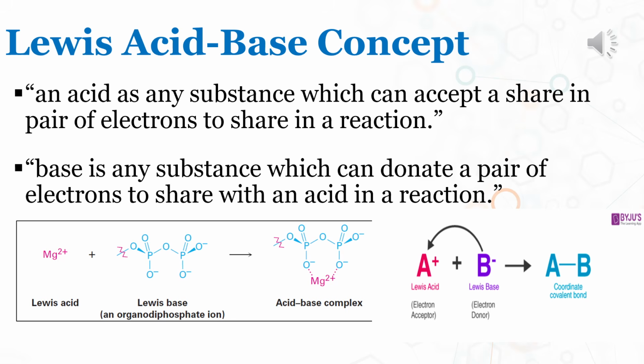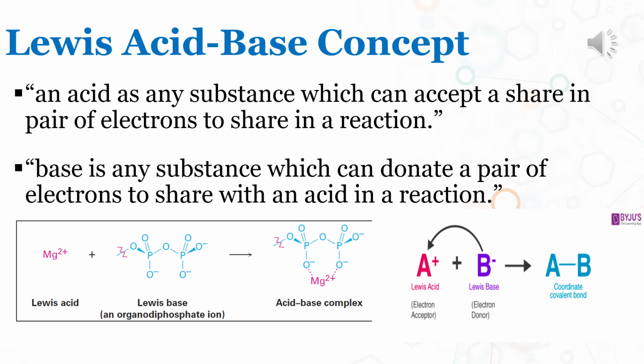So next concept, we have the Lewis acid-base concept. The difference of the Lewis acid-base from the Bronsted-Lowry concept is that for the Bronsted, you're focusing on the protons or the hydrogen ions, while for the Lewis acid-base concept, you're focusing on the electrons. No need for you to focus and check for the hydrogen ions for this concept, okay?